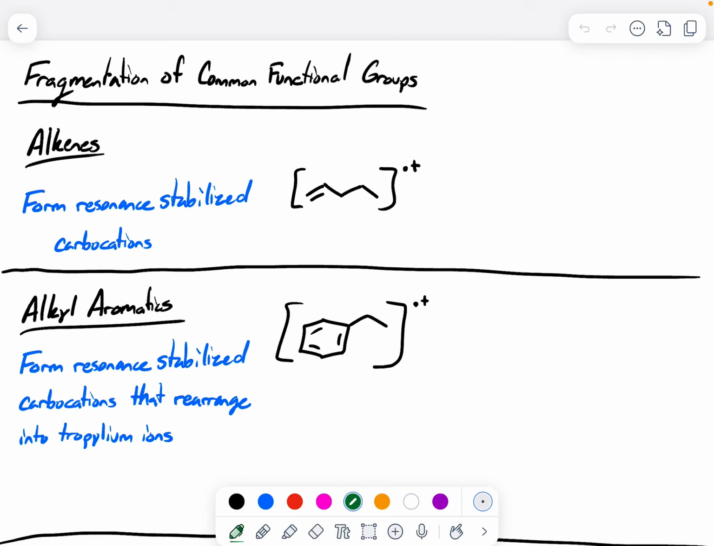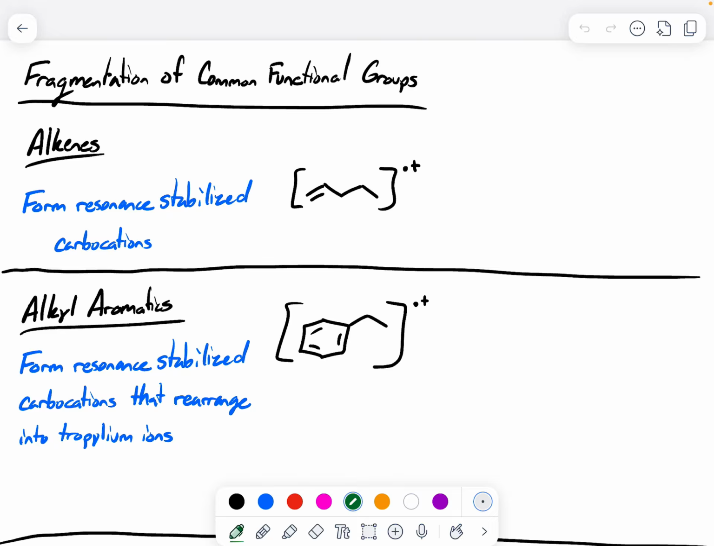Hello, everyone. So this is the supplemental lecture talking about the fragmentation of common functional groups. Once again, when we're looking at mass spec, we can look at fragmentation of molecules and determine what some of those other peaks that are not our molecular ion peak are going to look like, just based on what stable groups we can form upon fragmentation.